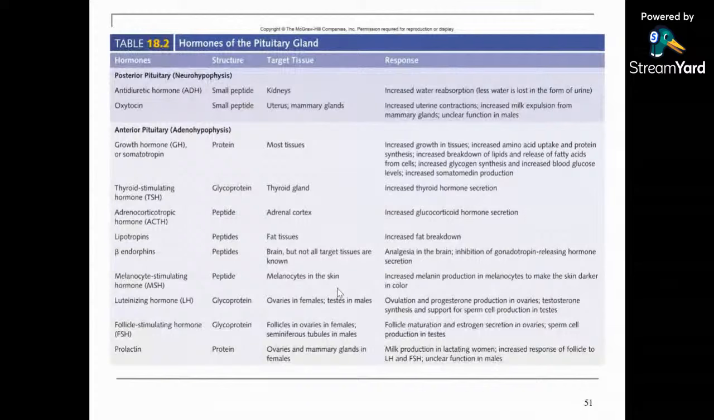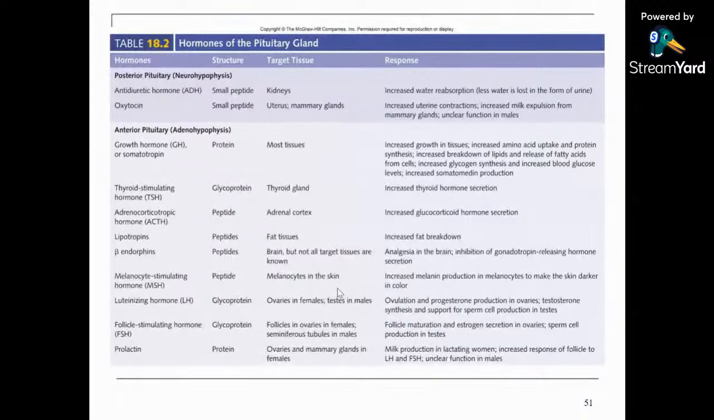If we look at the hormones secreted mainly from the pituitary gland, posterior and anterior, from the posterior pituitary we will find antidiuretic hormone, which is a small peptide in nature. Its target tissue is the kidney, and it increases water reabsorption. Oxytocin is a small peptide in nature. Its target tissue is the uterus and mammary glands, increasing uterine contraction and milk expulsion from mammary glands, with unclear functions in males.